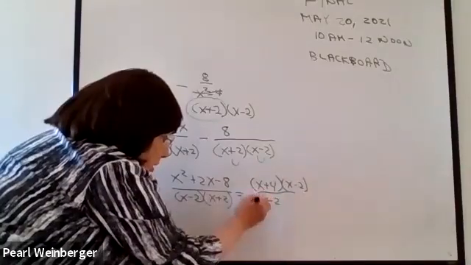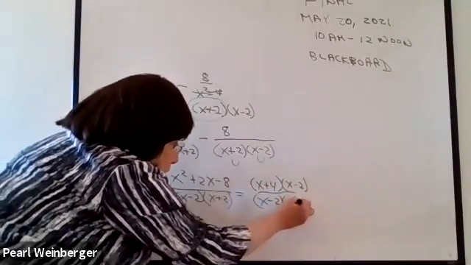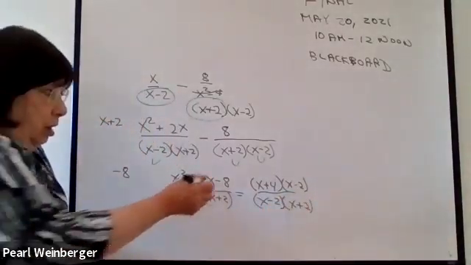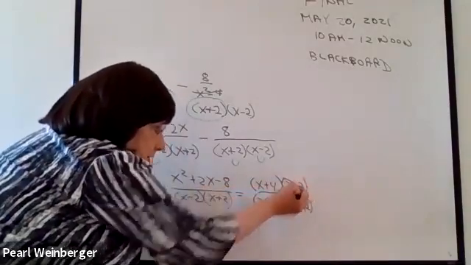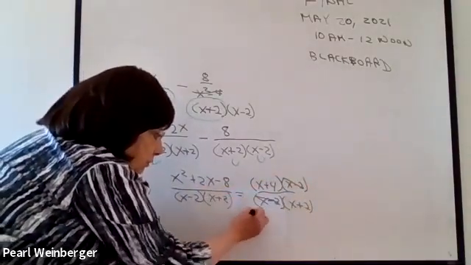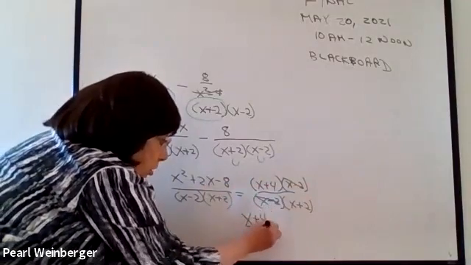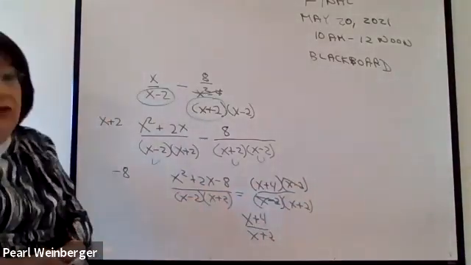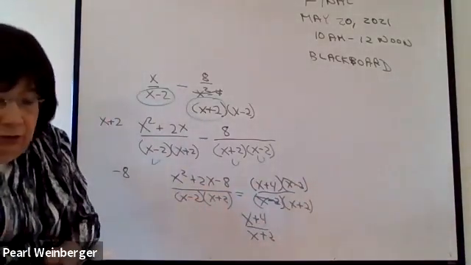Yes. And that's over x minus 2 and x plus 2. And what can I cancel out? There's an x minus 2 on top and an x minus 2 on the bottom. So my final answer becomes x plus 4 over x plus 2. You have to be very careful with the signs here.